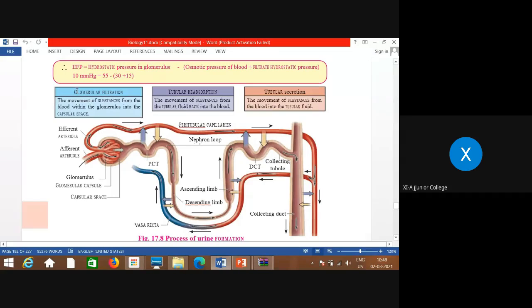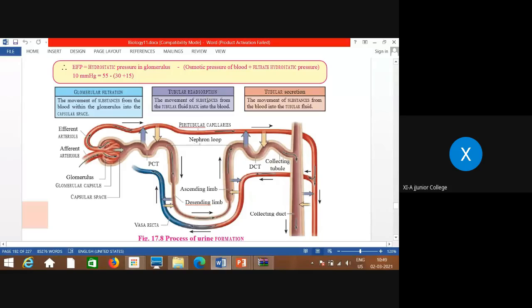What is this equation? EPF is equal to hydrostatic pressure in the glomerulus minus osmotic pressure of the blood and filtrate hydrostatic pressure. That means what? This is what I told you as glomerular filtration. Whatever filtration takes place, all the small size particles are filtered here, and that is plasma without proteins. Only proteins and a few particles like blood cells are large size molecules, so they cannot be filtered. So this filtrate is considered to be the glomerular filtrate.